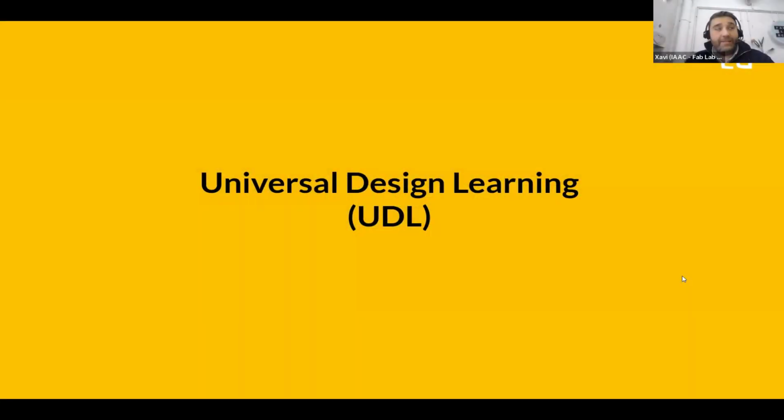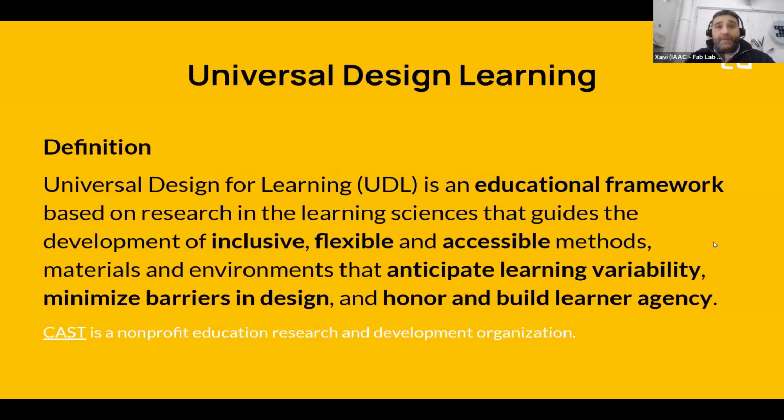Universal Design for Learning is a framework that I'm completely sure I will never fully achieve in my design experiences, but at least it helps me reflect and think about my students when I design learning experiences, to understand who the people in front of us are. I try to apply the principles as much as I can. This is a framework that comes from CAST, a nonprofit education research and development organization in the States. And I start with the definition because it's the summary of everything.